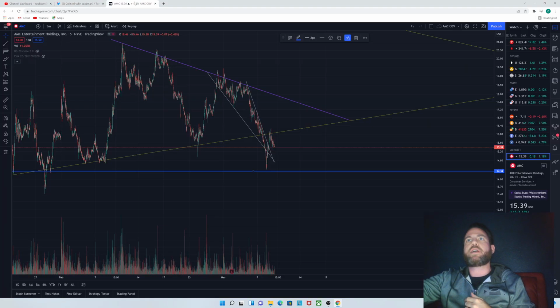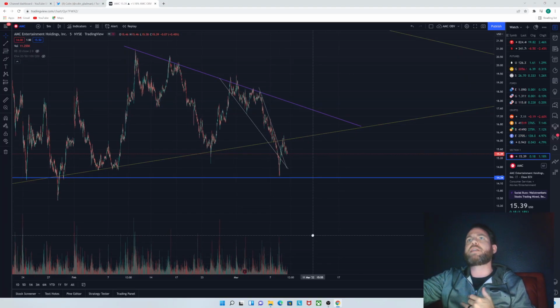So let's jump into the chart. The first thing I want to talk about, we'll talk a little bit more micro, and then we'll zoom out and see what the macro picture is looking like.